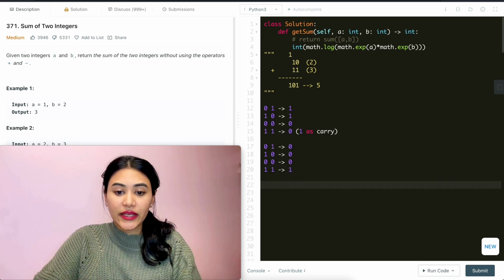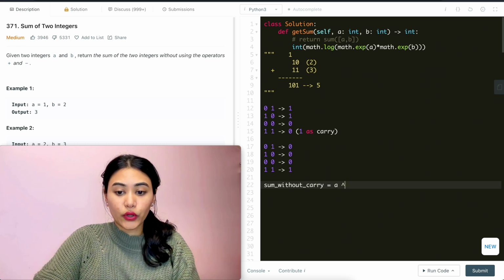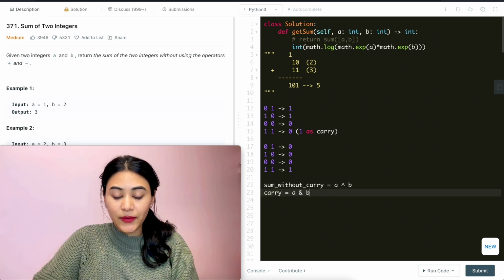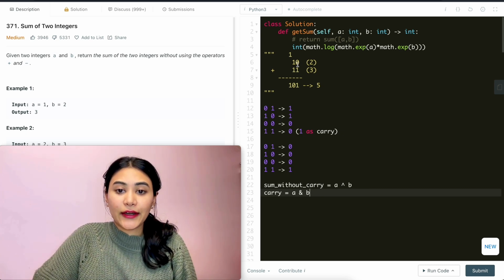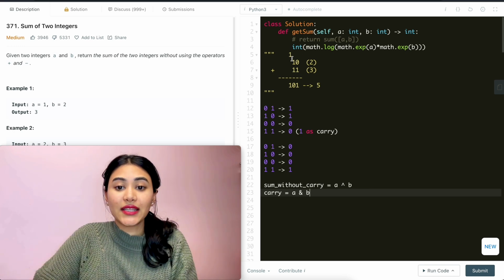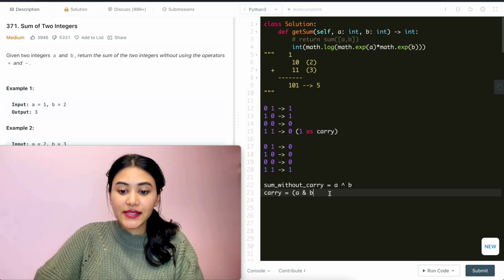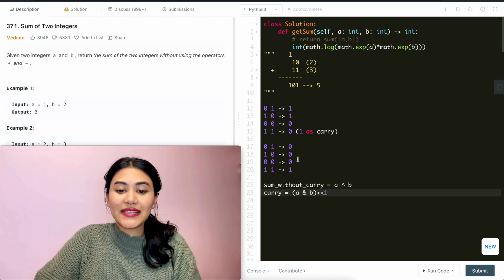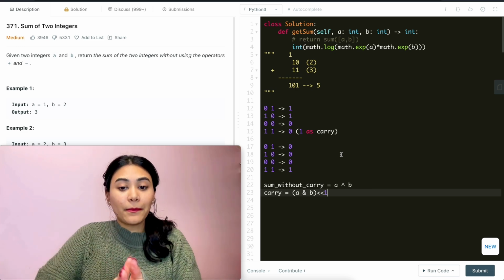So what we're going to do is break this up into two parts. I'm going to have the sum without carry being A XORed B, and my carry is just going to be A and B. Now, what do I do with this carry that I get, right? Once I get the carry, I want to shift it over 1 to the left and then continue my summation. So what I'm going to do to this carry is actually shift it left by 1. And then I want to repeat this addition. So I'm going to do the sum without carry and carry again and combine that.